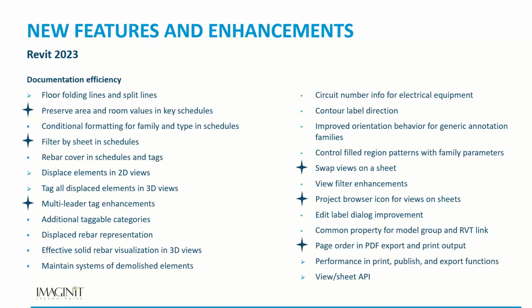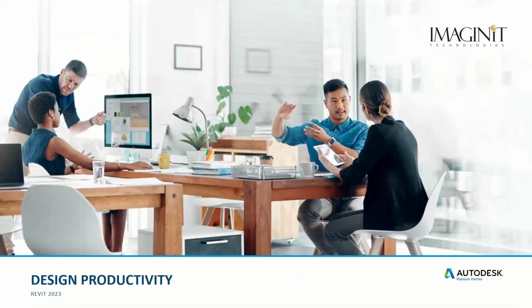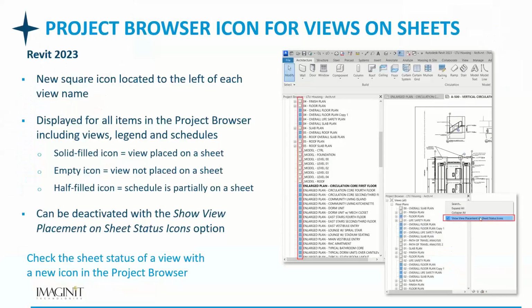So altogether, they've listed here approximately 71 new features and enhancements that are available in this release, and that's not including some of the behind-the-scenes things that have happened. So let's just jump right into this and start with design productivity.